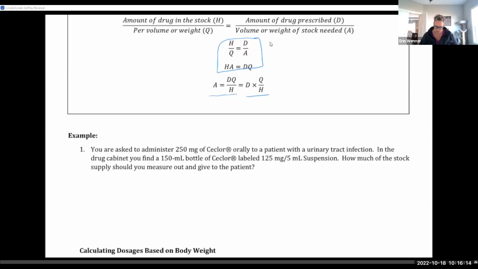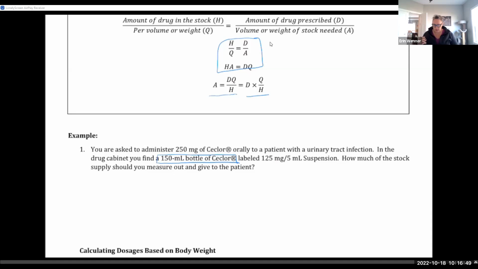In the drug cabinet, you find a 150 milliliter bottle of Cellcore labeled 125 milligrams per 5 milliliter suspension. How much of the stock supply should you measure to give the patient? All this information is telling you is how much you have available to you. You're not going to use that to decide how much to give the patient, but that would determine if you have enough in stock.